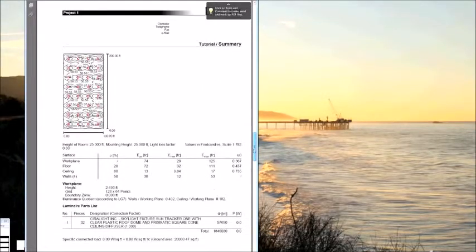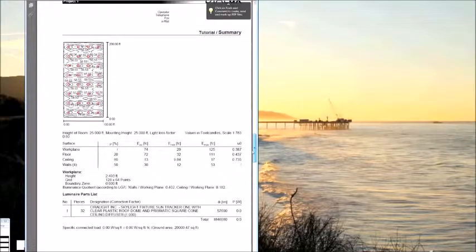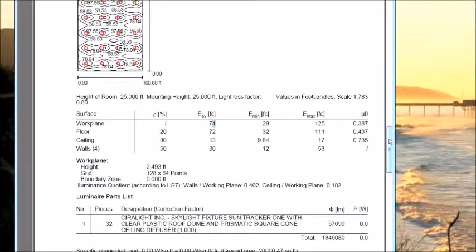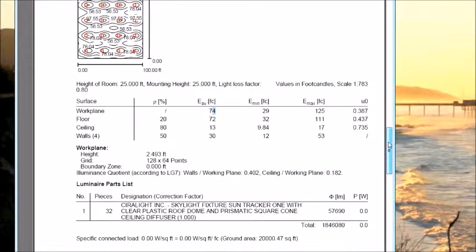Here is the layout that has the ISO lines of your foot candle differentiation, and it also has your foot candles as they hit the work plane, the floor, and the ceiling. So here you see an average of 74 foot candles reach the work plane, which is an imaginary plane 3 feet above the floor where most visual tasks take place.